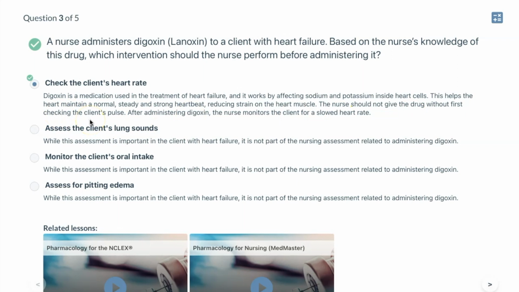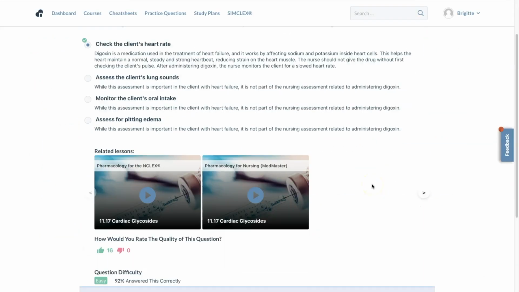So this answer made sense because first you want to ask yourself, what is digoxin for? And then whatever it affects. So for example, if I'm giving a blood pressure medication, it would make sense that I'm going to check blood pressure, because if the blood pressure is already low when I give a medication that will further lower the blood pressure, this person is in danger. So the nurse should not give the drug without first checking the client's pulse. You can pause to read the rationales.